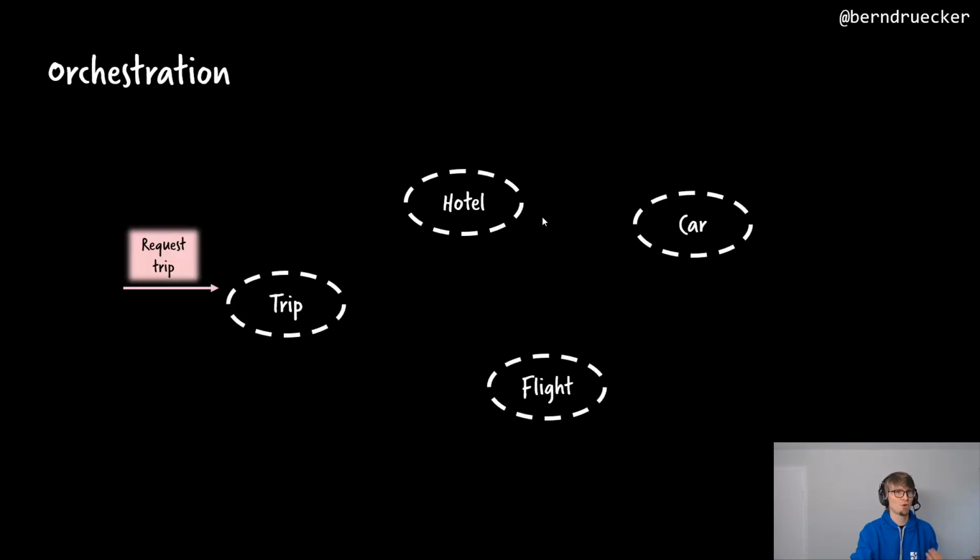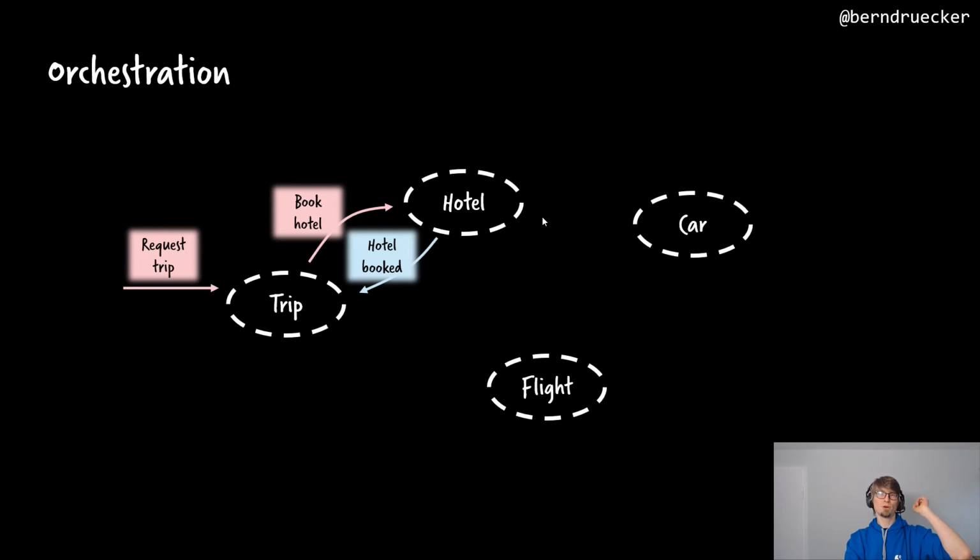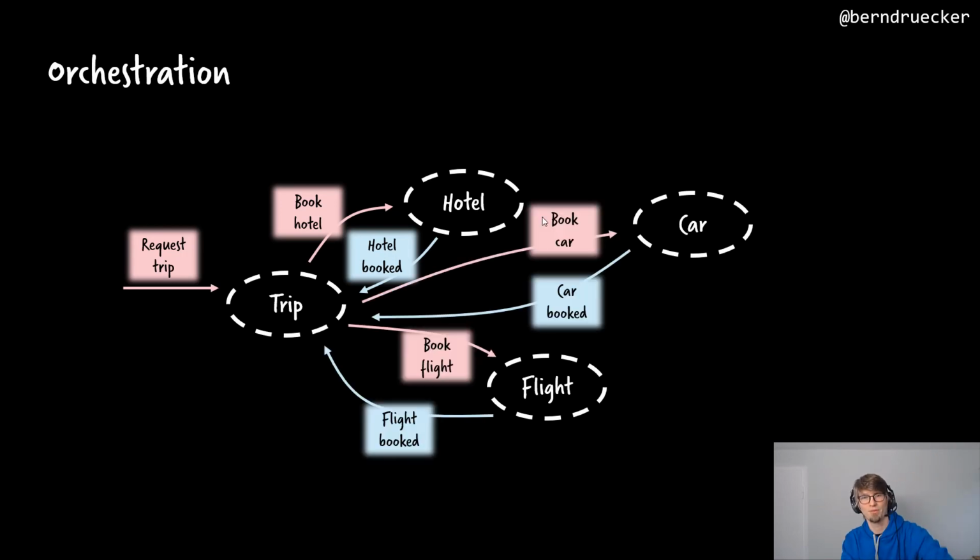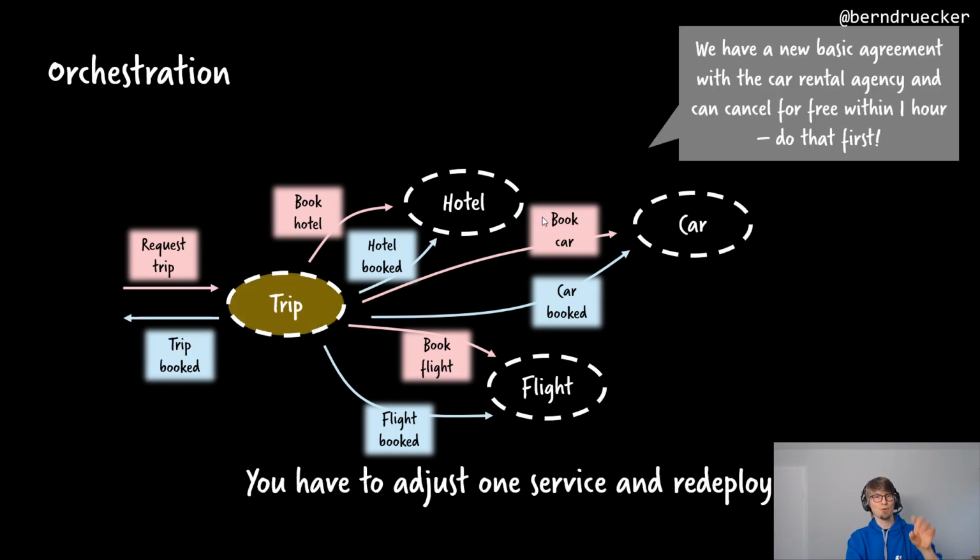What's the alternative? Orchestration. So you want to have the trip. So the trip is coordinating the others, saying, hey, now book the hotel. Okay, it's booked. Now book the rental. Okay, it's booked. Now book the flight. Okay, it's booked. Right. Much easier to control. And now you have that one place where you can do changes.